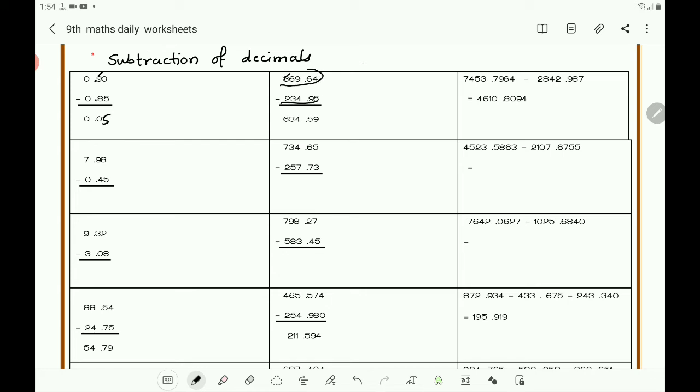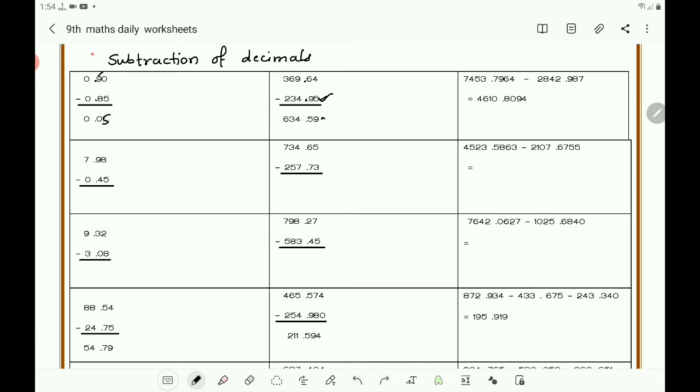369.64 minus 234.95. Here also observe the decimal points are one below the other. Now 4 minus 5, you know that it is not possible. We have to take a carry here, that becomes 14. 14 minus 5 is 9.